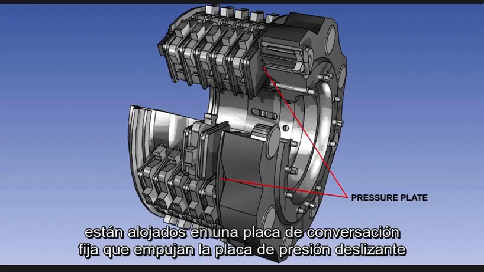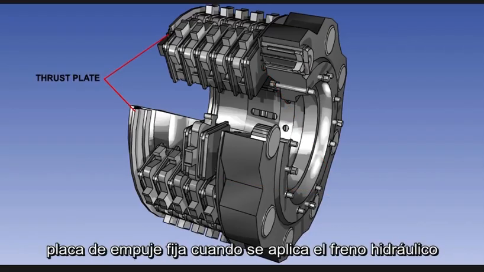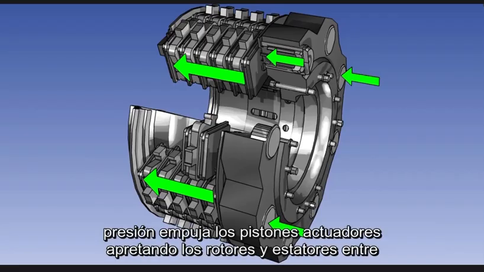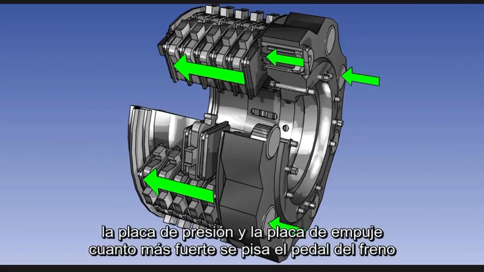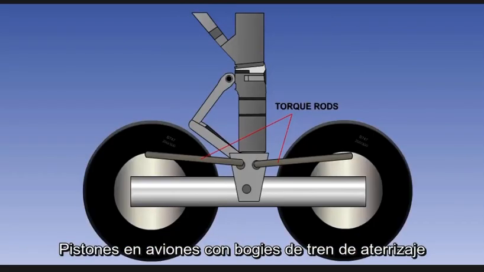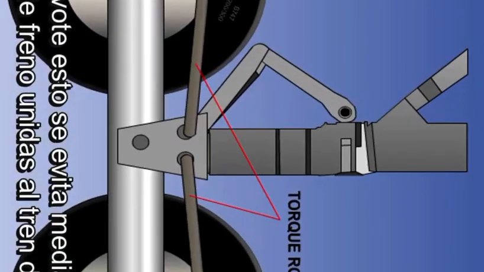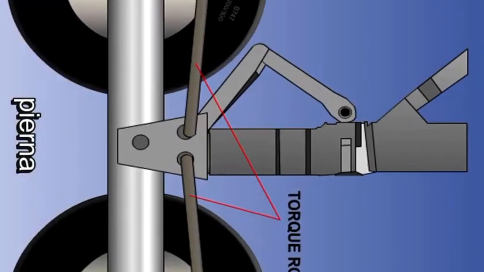They push on the sliding pressure plate. The stator and rotor assemblies are fitted between the pressure plate and a fixed thrust plate. When the brake is applied, hydraulic pressure pushes the actuating pistons, squeezing the rotors and stators between the pressure plate and the thrust plate. The harder the brake pedal is pressed, the greater will be the braking force applied to the pressure plate by the pistons. On aircraft with undercarriage bogies, the torque developed during braking will attempt to rotate the bogie about its pivot point. This is prevented by brake torque rods attached to the landing gear leg.